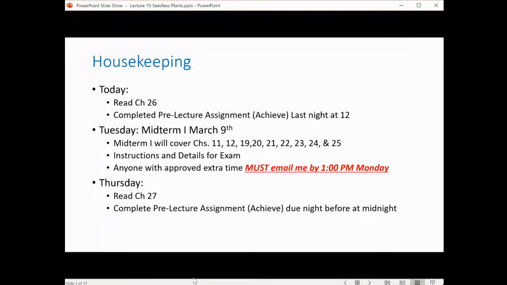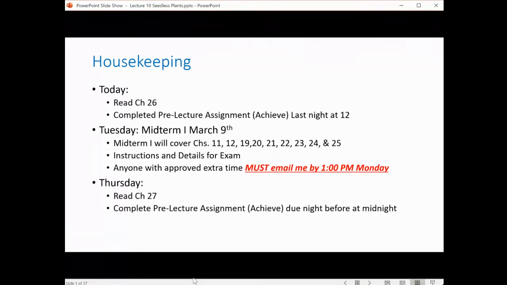Actually, let me take these next two bullet points out of order. Anyone who has approved extra time, two people have notified me so far. If you have approved extra time, you need to get in touch with me right away, in a written format, so I would suggest email. You need to send me proof of the approval, and I will make sure that you have the time that is approved for you for the exam.